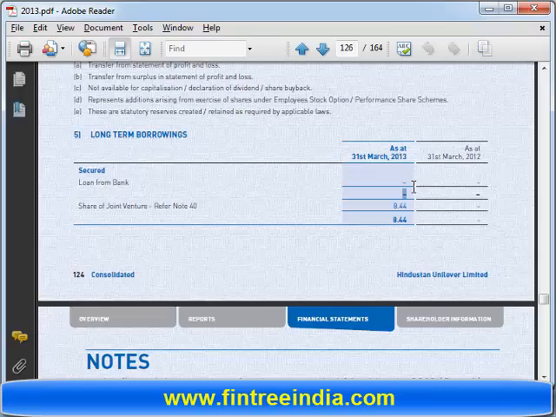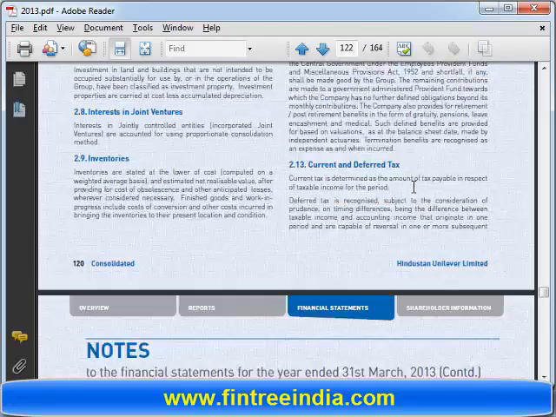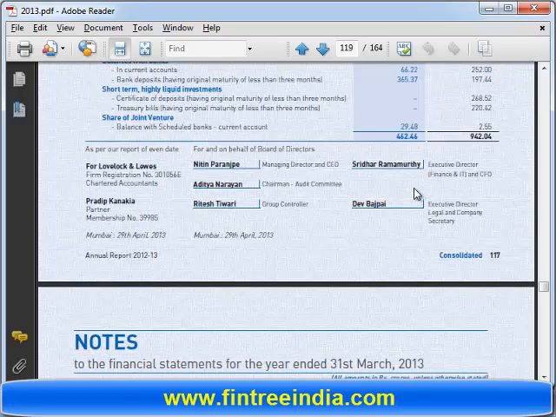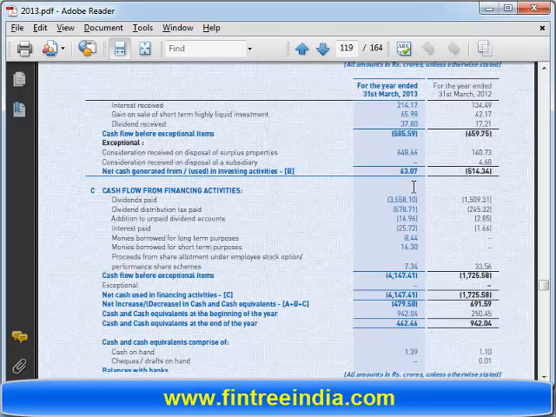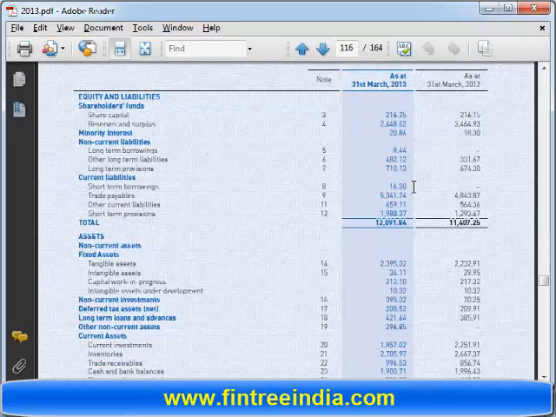And for a debt-free company, degree of financial leverage would be 0 or 1? 1. For a debt-free company, degree of financial leverage is 1, because EBIT divided by EBT, since there is no interest, is going to be 1. Let's go ahead.